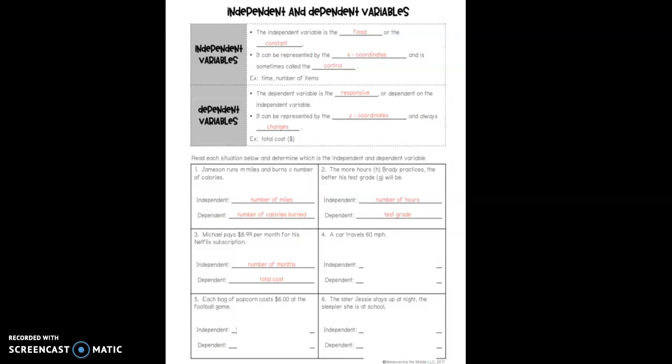All right, here we go. The independent variable in this situation is going to be the number of hours, and the dependent variable will be the total miles. So depending on how many hours you drive, that will be the total miles that you cover that day. Let's look at number 5. Each bag of popcorn costs $6 at the football game. Pause the video and determine the independent and dependent variables.